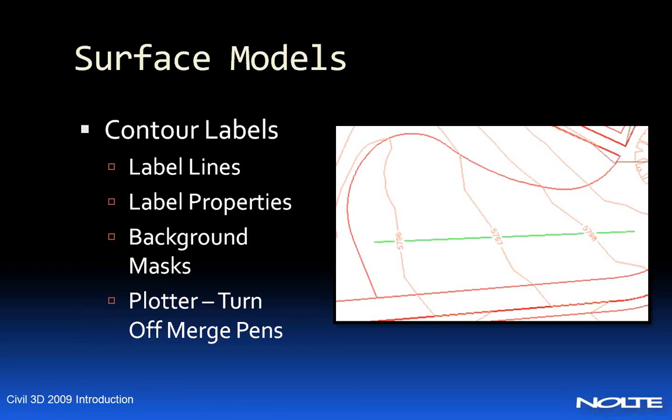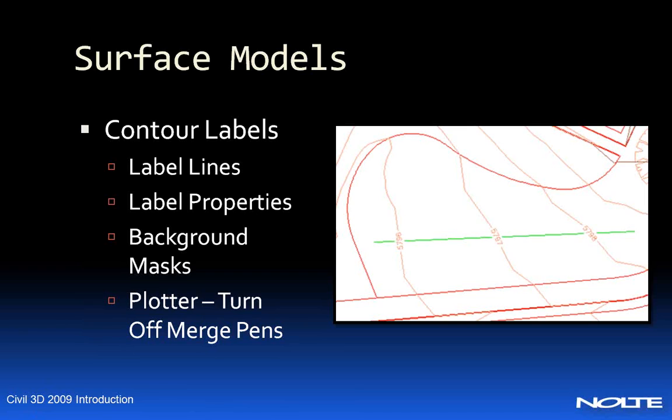Other thing we're going to see is that the contours themselves are not broken, but they use background mask or wipeouts to hide the contour behind the label. That's the only way you can do this kind of masking, and the thing I really want to stress on that is when you plot, you need to use a PC3 file where the merge pen option has been turned off. If you're using the one with merge pens on, the lines are drawn right through the labels because it merges it right through that wipeout.